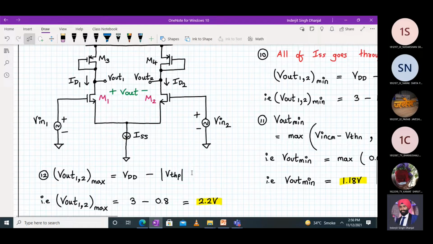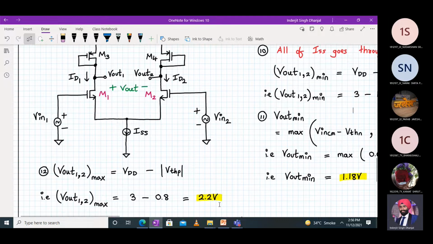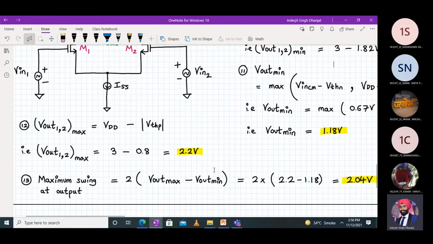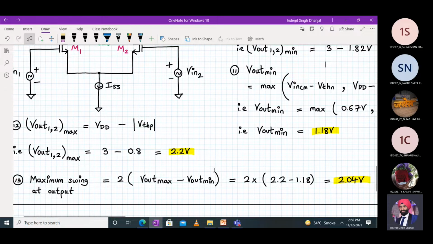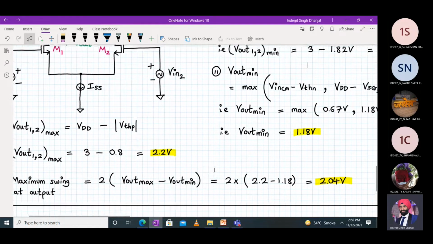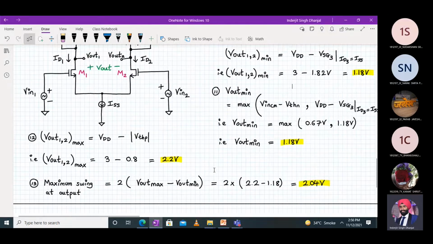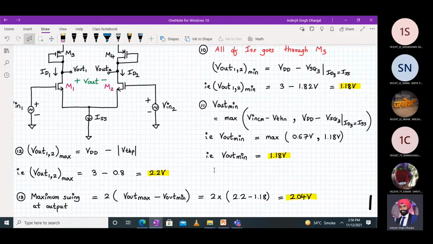Okay, and that value will be 3 minus 0.8, which is 2.2. So we have V out minimum and V out maximum value. Your maximum swing will be twice of V out max minus V out minimum, which will be twice of 2.2 minus 1.18, which is 2.04 volt. So this is how you find the maximum swing at the output for a differential amplifier with a diode connected load.